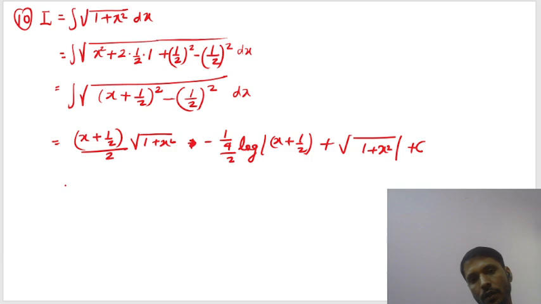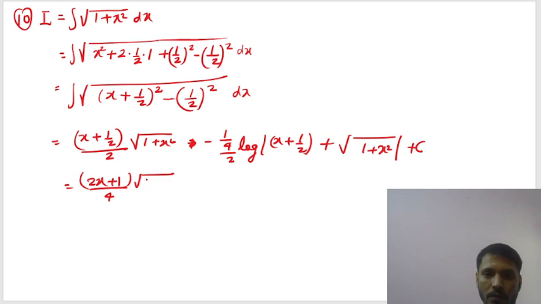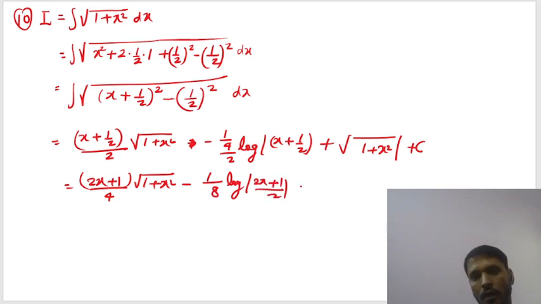Plus c. That means here, after taking the LCM, it will become (2x plus 1) and 2 into 2, 4, and under root of 1 plus x square, minus 1 by 8 log mod of 2x plus 1 by 2, and here we don't need to take any sign, just (2x plus 1) by 2, and then plus under root of 1 plus x square mod plus c. So this is the answer.